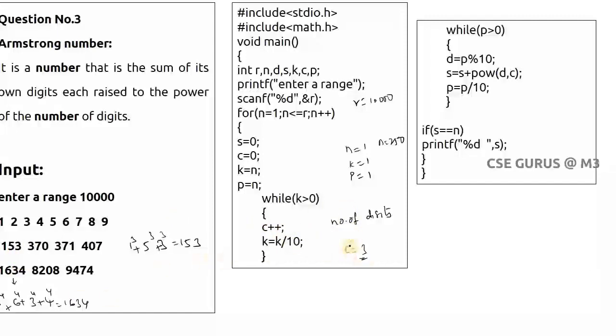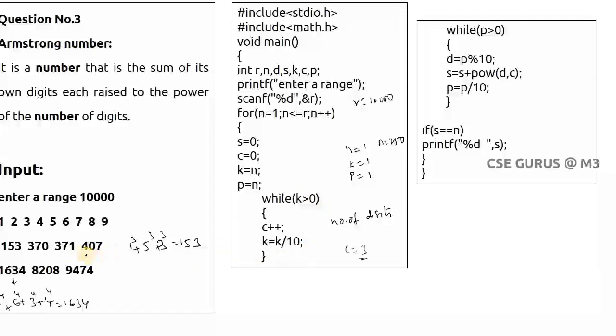Because 3 digits are there totally. Let us suppose I take 8208, now C value will become 4 because the total number of digits is 4. So in order to get that count, you can see while K is greater than 0, initially C value is 0, C++, that means C value will become 1. Next K by 10. I'll explain with one example how we can get the count.